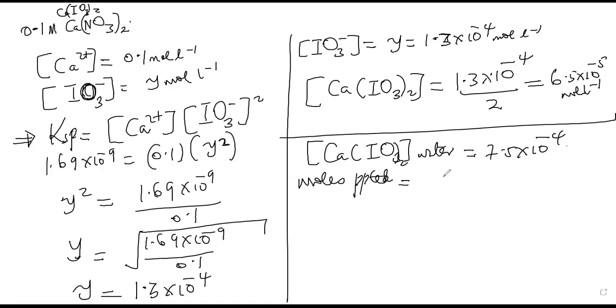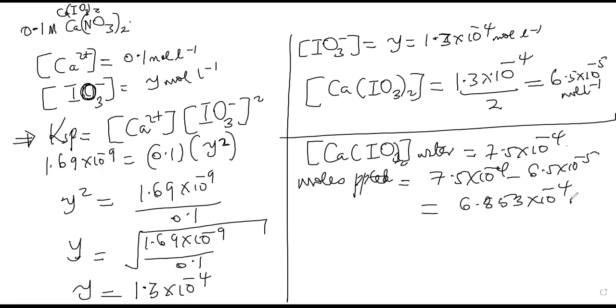Moles of calcium iodate precipitated would be 7.5 times 10 to the power -4, the one in water, minus 6.5 times 10 to the power -5. This will give us 6.853 times 10 to the power -4 moles. These are the moles precipitated. After getting moles precipitated, you can get mass precipitated by getting the molar mass.